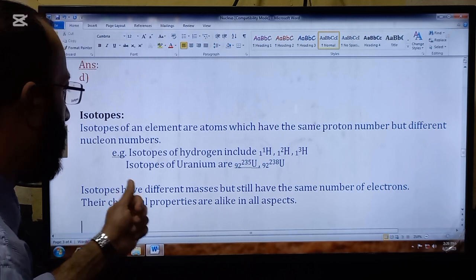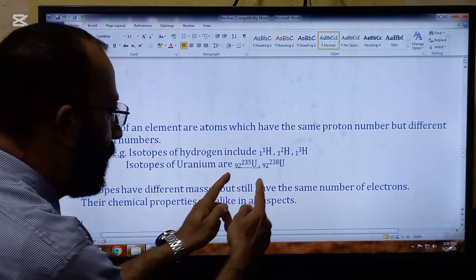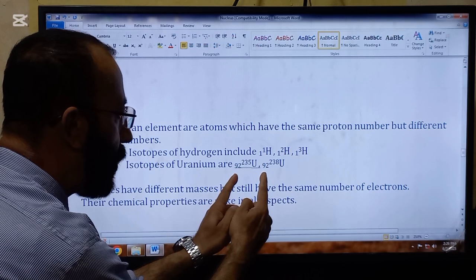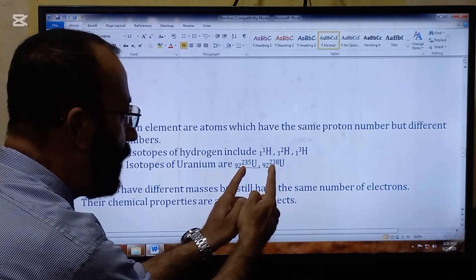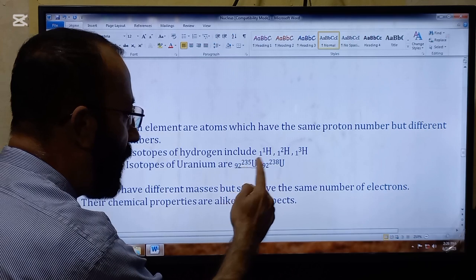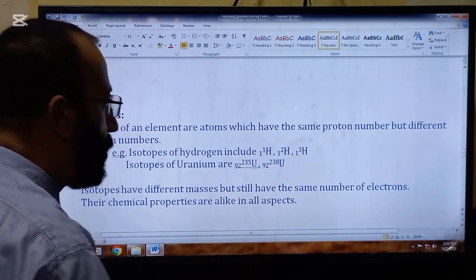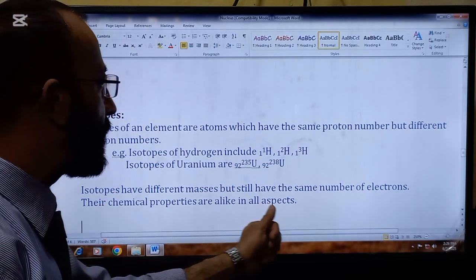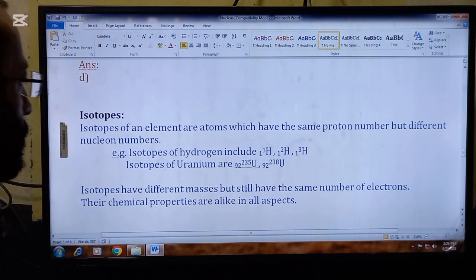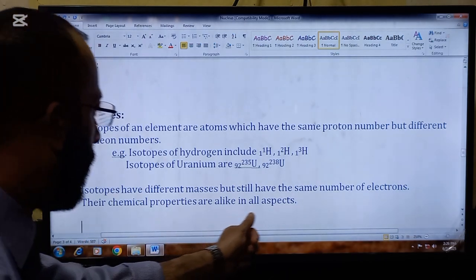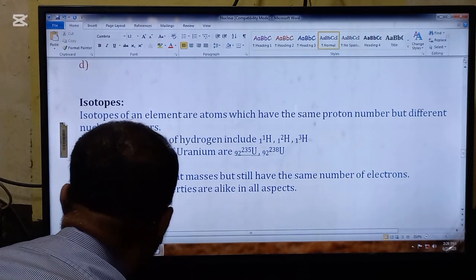Another example is the isotopes of uranium. Both isotopes of uranium have the same proton number but different nucleon numbers: in the first the nucleon number is 235 and in the second it is 238. Isotopes have different masses but still have the same number of electrons. Their chemical properties are alike in all aspects.